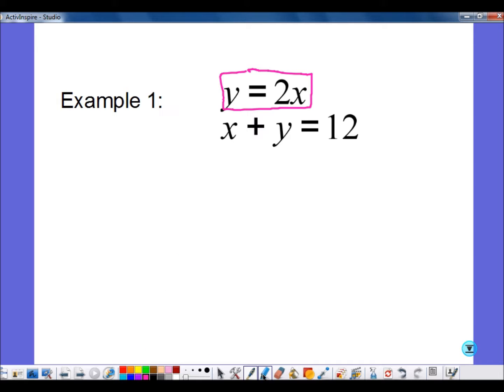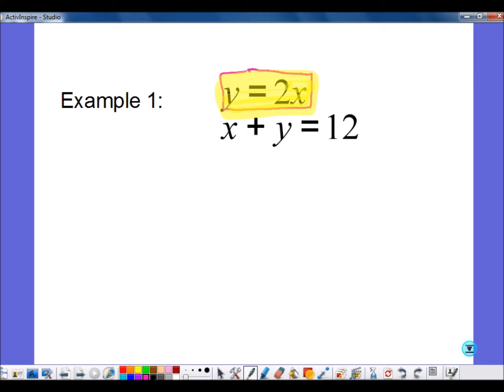We're going to chalk it up. So I'm going to highlight this, and we're going to plug this equation into the second equation, and that's why it's called substitution. Because what I'm going to do now is look at the second equation, and every time I see the letter y, I'm going to substitute it with my first equation.